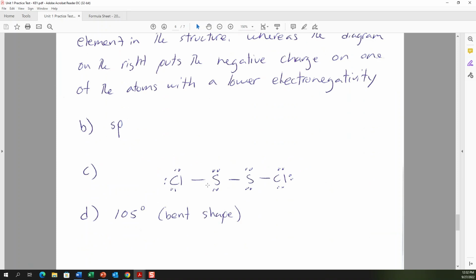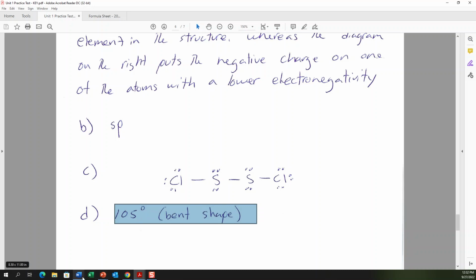And then they ask for this bond angle here. And just remember, it is not 180, even though we drew it that way on the test. It's really 109. If you wanted to say 105, that would be better. But remember, whenever you have 4 domains around an atom, we're going to say the bond angle is 109.